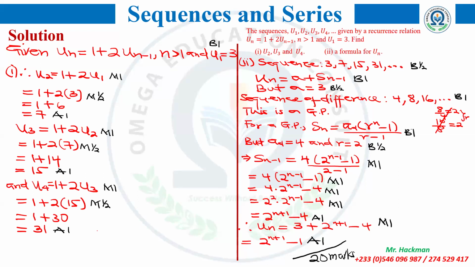When we were doing the AP and the GP, anytime you are asked to find UN, even I said it in my introduction, your UN must be in terms of only N. You shouldn't see any other letter apart from N on this side. Do you see any other letter? N minus 1. N is a letter here. Obviously you can see that this U sub N is written in terms of U and N here, but not in terms of N.